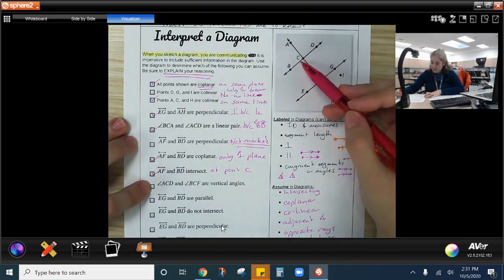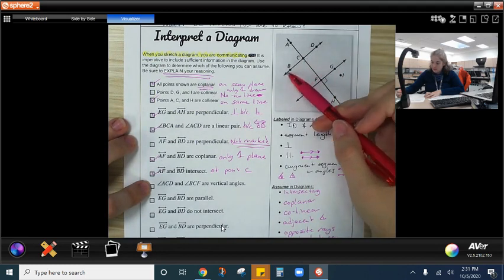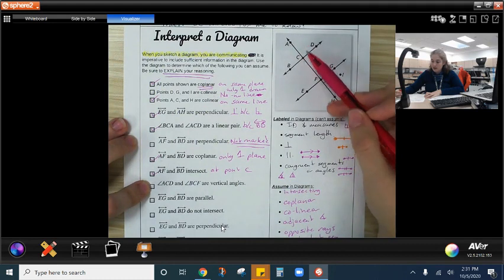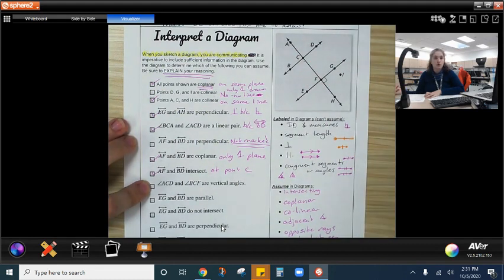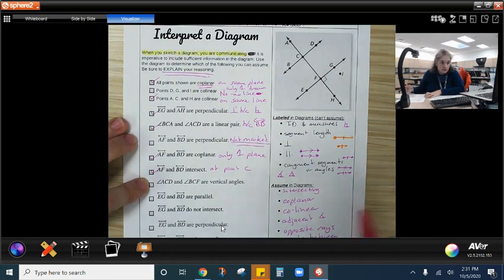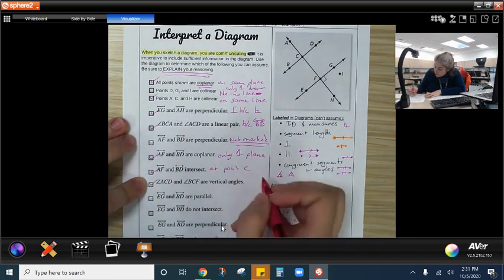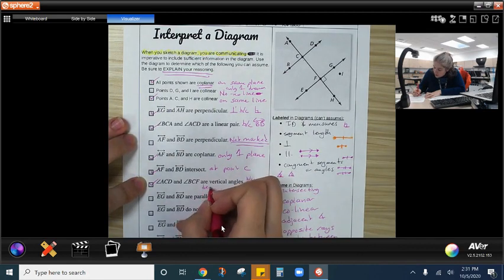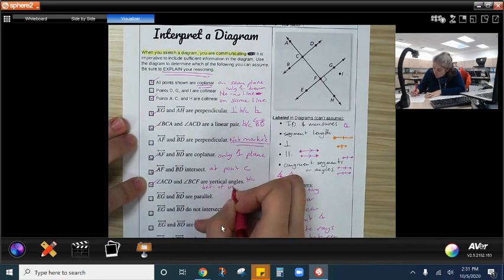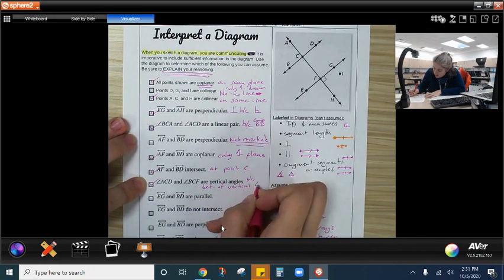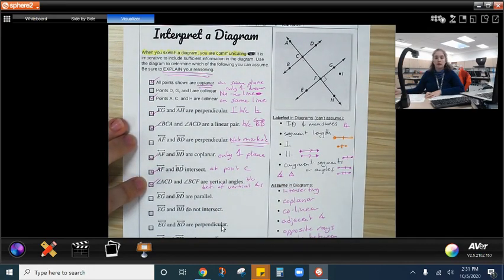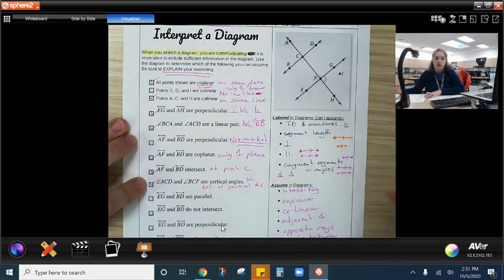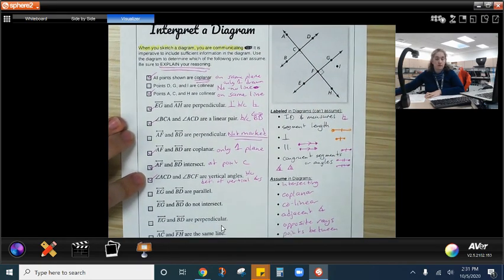All right, we have angle ACD and angle BCF are vertical angles. So this guy and this guy, they're vertical angles. Is that true? Yes. It's true because of the definition of vertical angles. Vertical angles share a vertex, but no similar sides. So yes, that is true.